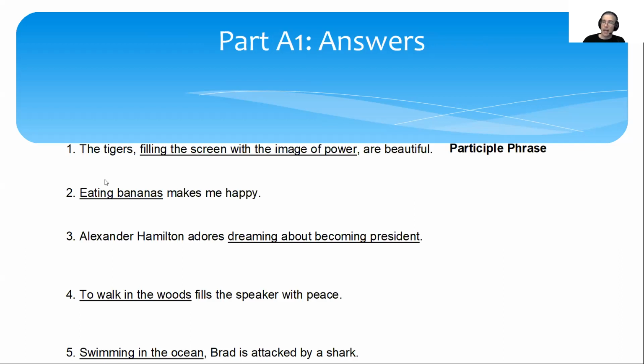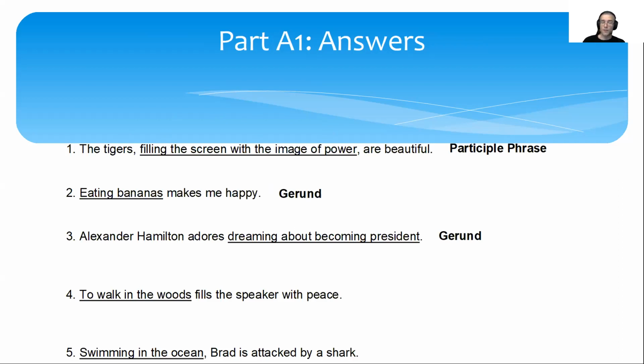Eating bananas makes me happy. I could say music makes me happy, right? Music is a noun. Eating bananas acts like a noun. It acts like the subject of the sentence, so it's a gerund phrase. Alexander Hamilton adores dreaming about becoming president. Same thing. It's a gerund phrase, but this time the gerund is serving as the object of the verb rather than the subject of the sentence.